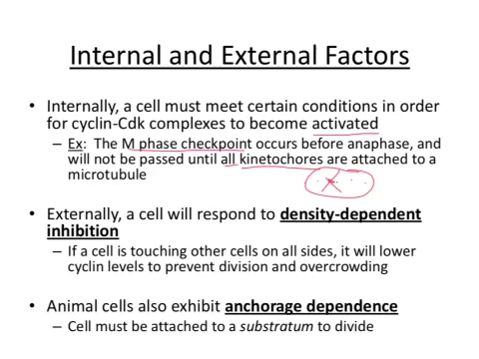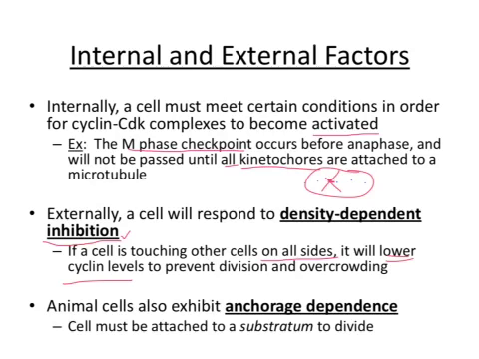Now the external conditions are a few different things. The first one we often talk about is density-dependent inhibition. Remember, inhibition again means to stop or to slow. If a cell is touching other cells on all sides, it keeps its cyclin levels low so that we prevent division and we don't get overcrowding. We'll see a picture of this on the next slide here.